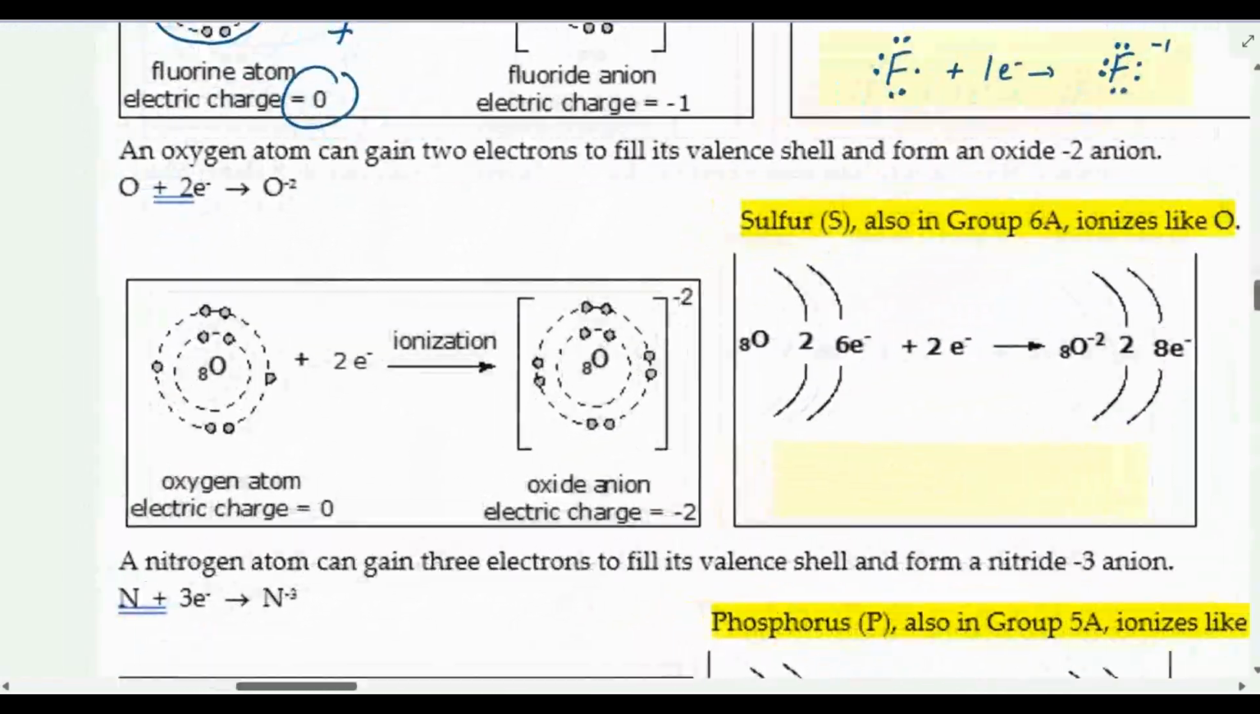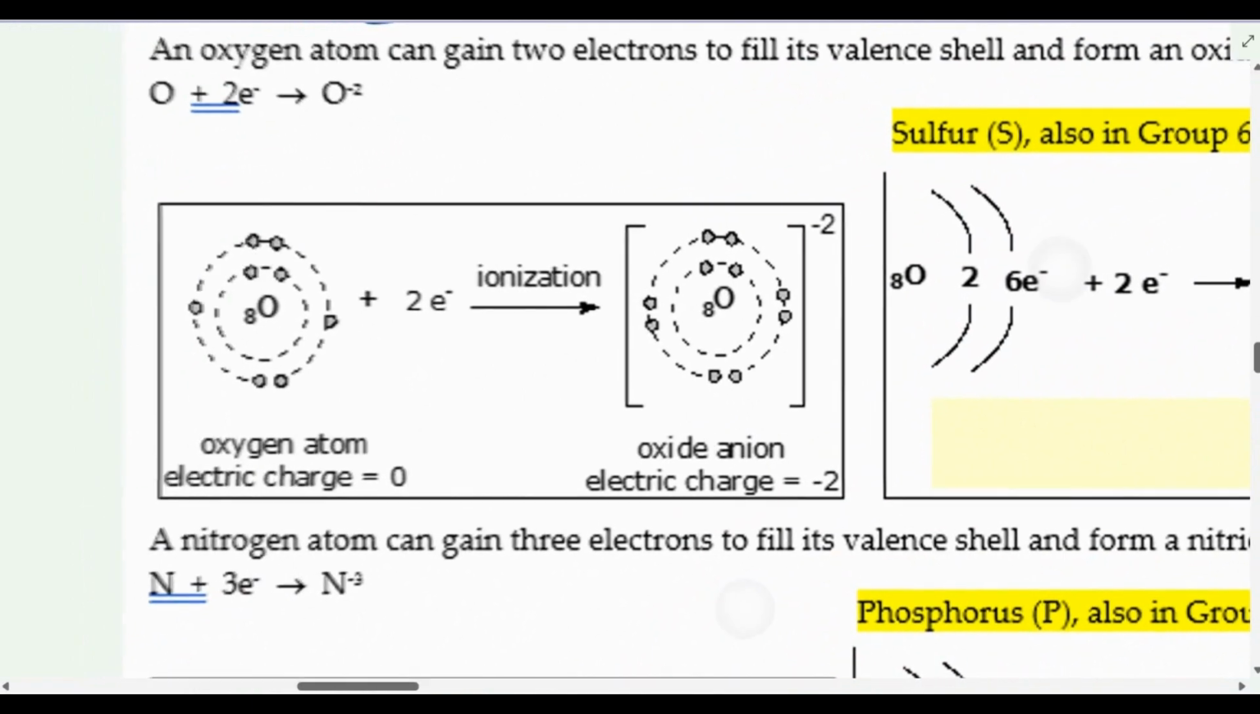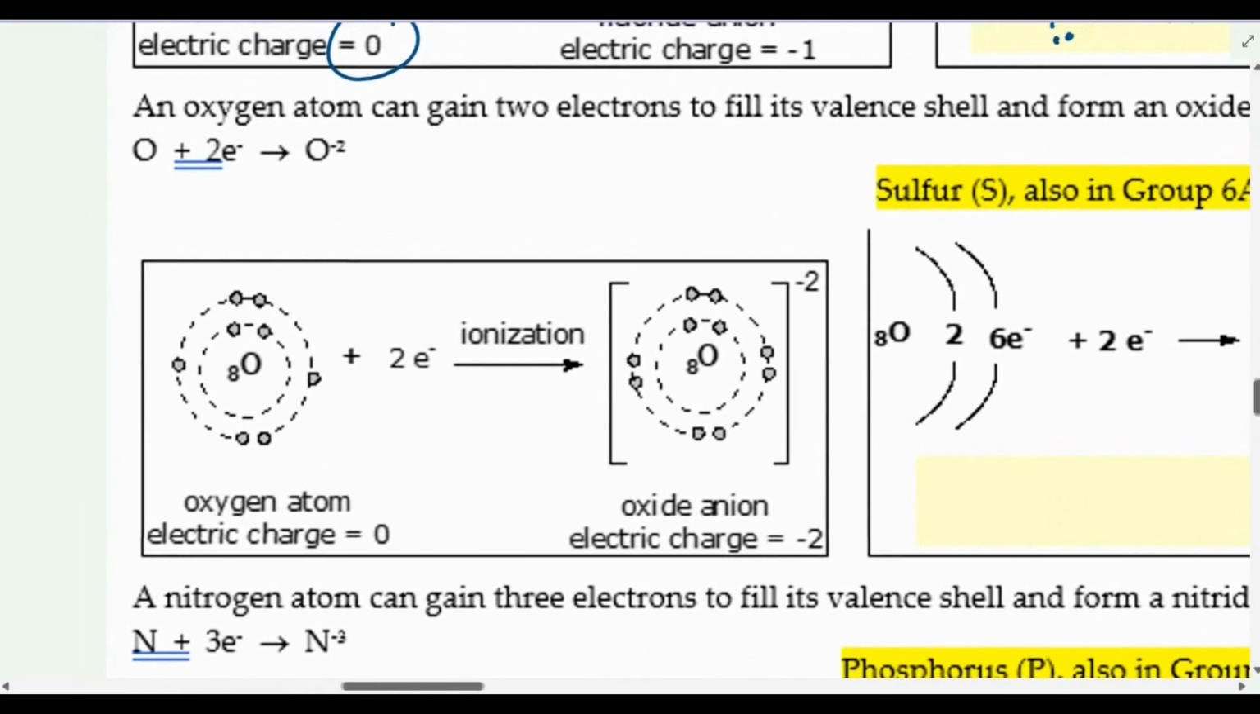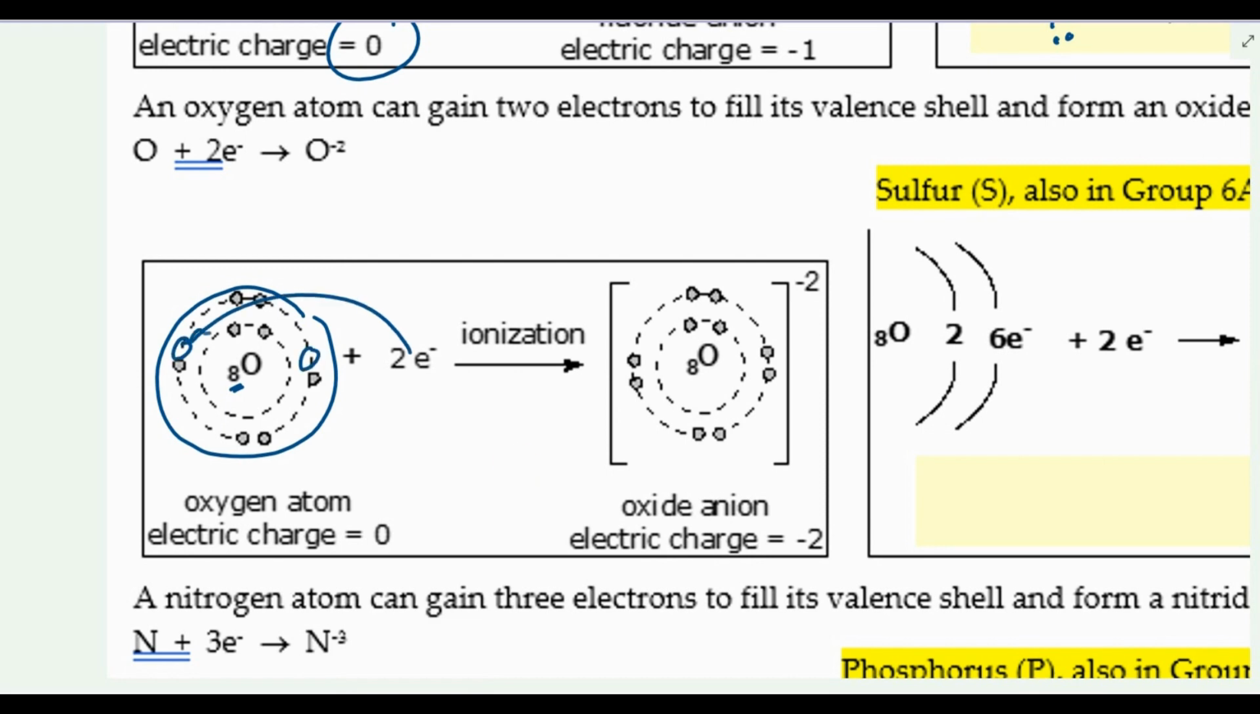Let's go to group 6A. Oxygen and sulfur and selenium are in group 6A. Oxygen has a charge of 0. 8 protons, 8 electrons. It only has 6 in the valence shell. It would like to have 2 more. And if we add 2 more electrons, then we fill it up, and now it'll have a charge of -2.